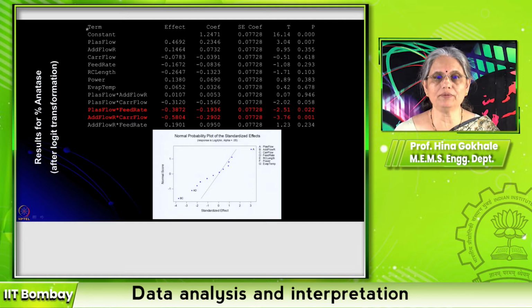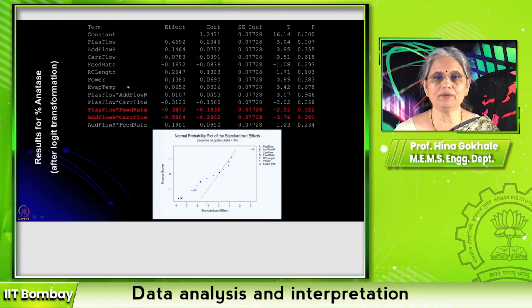Here this is the table for estimating the effect of each parameter using the t distribution for Logit transformed anatase, percentage anatase. So, we are wiser now, we have already done the Logit transformation of the percentage anatase response, and then we are doing the analysis of the data.